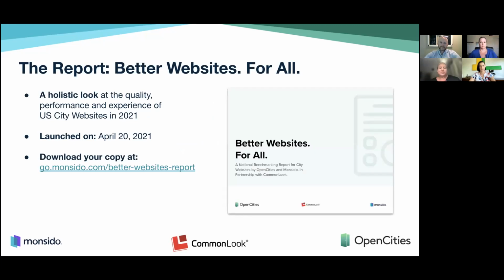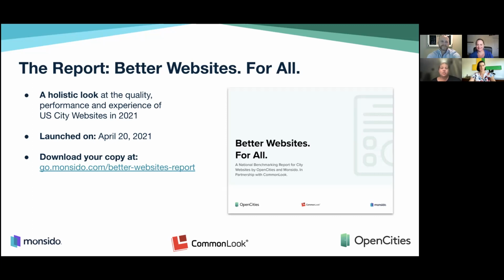So this report is available, maybe Josh, you can drop the link in the chat if you want to download it and take a look at it. I'm sure we can distribute it after as well, but this is the report. We also did a combination with a partner of ours called Common Look, who looks specifically at document and PDF accessibility. But yeah, we launched this in April, and we're really happy to still be talking about it because it's still super relevant.